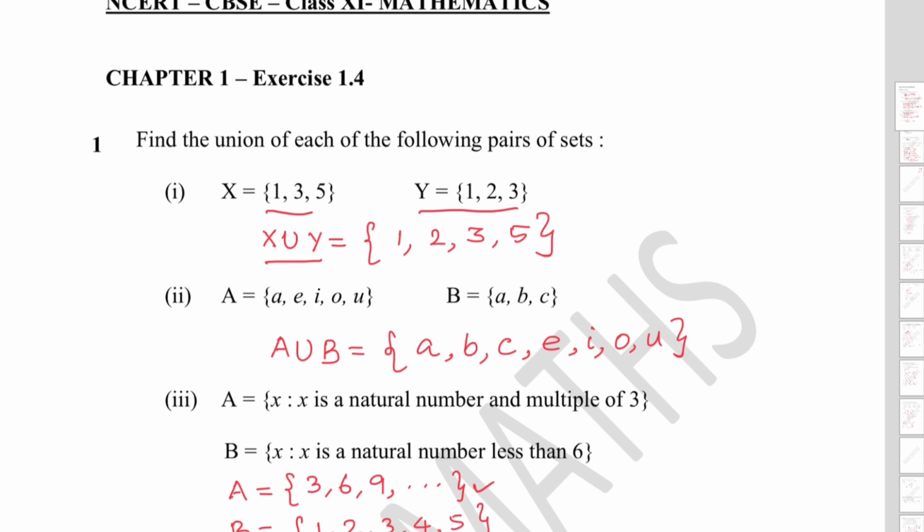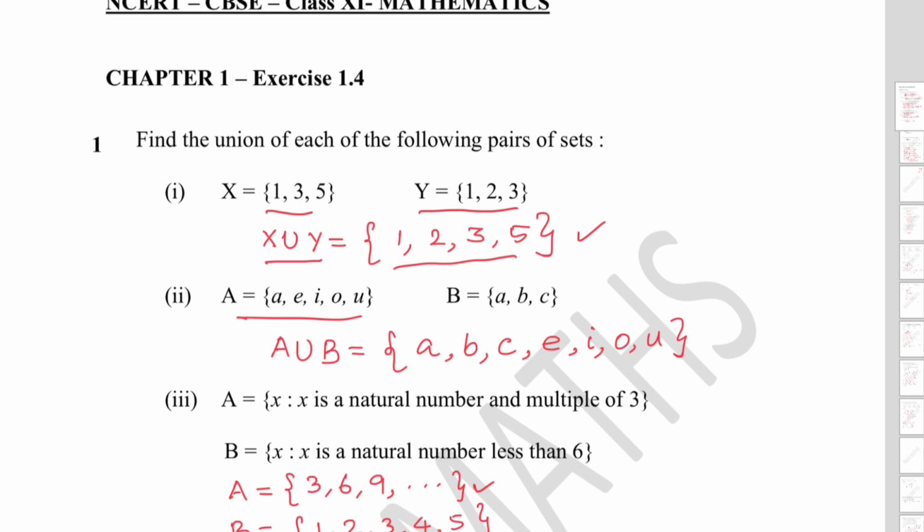Let us write in order, if possible. It's immaterial, you can write in any order. You first write down all the elements of set x, then comma, you write elements of set y, no problem. We have to collect all the elements, that's union. So here 1, 2, 3, 5 is the union of x and y, that is x union y.